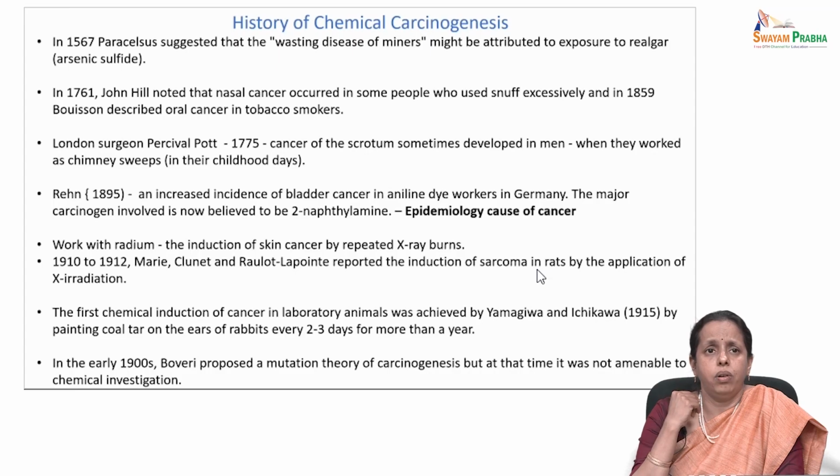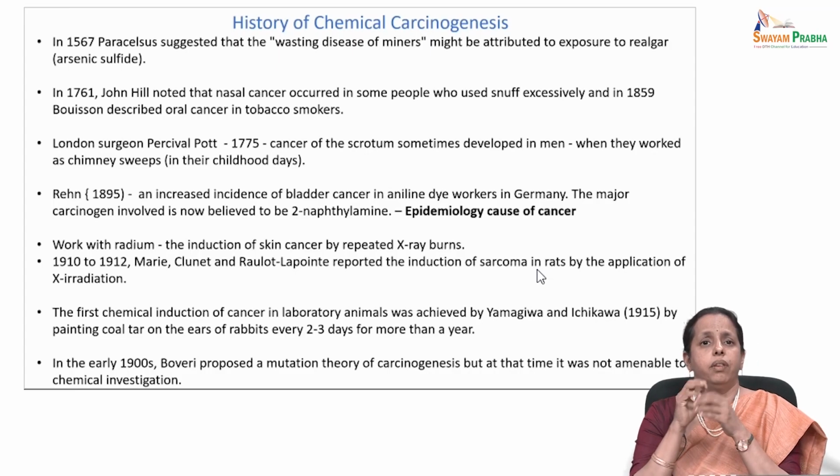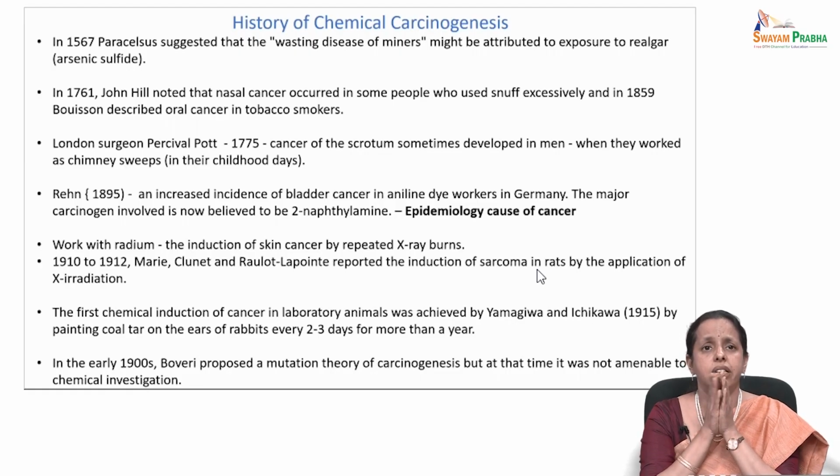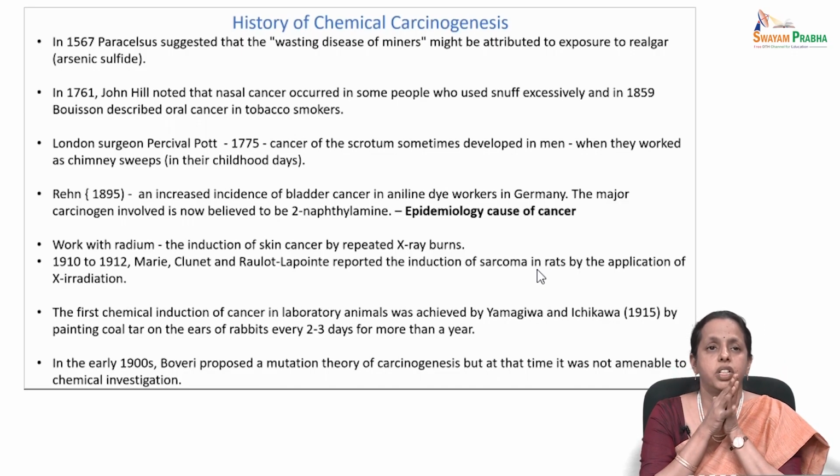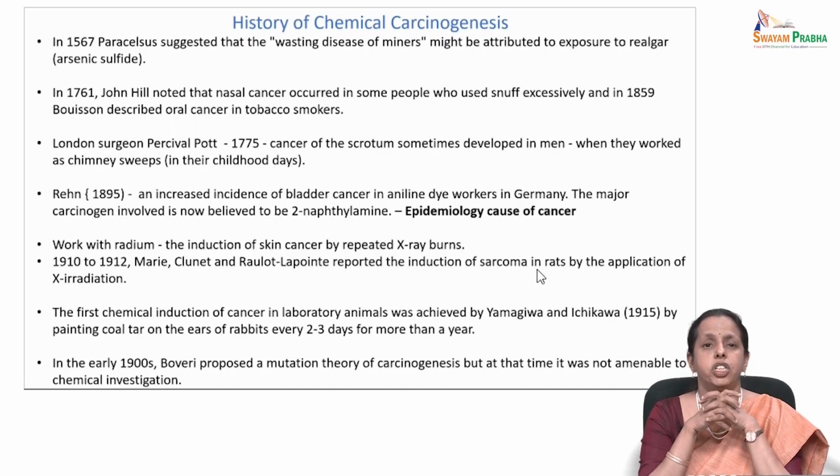As I said before, Percival Pott in 1775 correlated the cancer with the work of chimney sweeps, mostly in men who had worked in their earlier childhood days. Rehn reported an increased incidence of bladder cancer in aniline dye workers in Germany. The major carcinogen is now believed to be 2-naphthylamine.